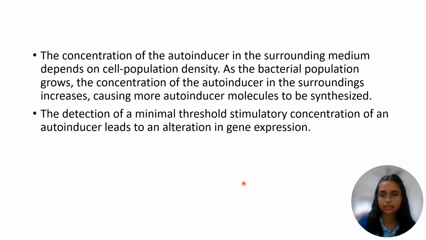So if we simplify this, the autoinducer is synthesized inside the bacteria and then gets secreted from the bacteria, and when the concentration of this autoinducer is increased outside in the environment, it gets detected by other bacteria. When it gets detected by other bacteria, those bacteria also synthesize this autoinducer and secrete it. In this way, the concentration of the autoinducers starts increasing as the population of bacteria grows.